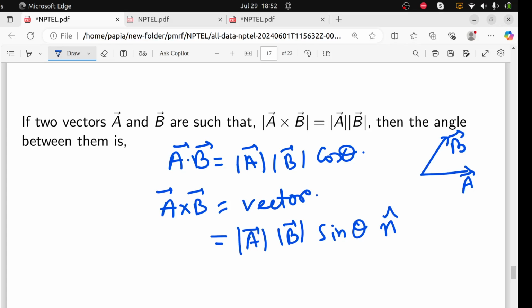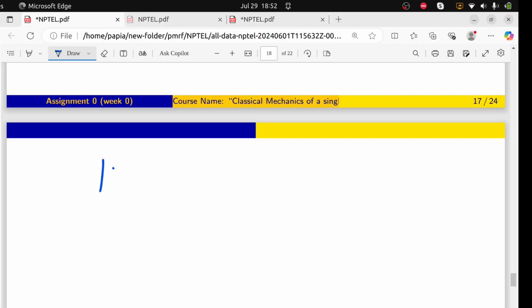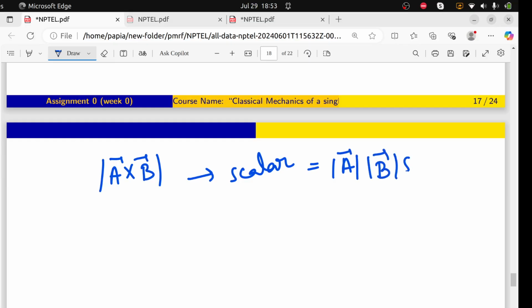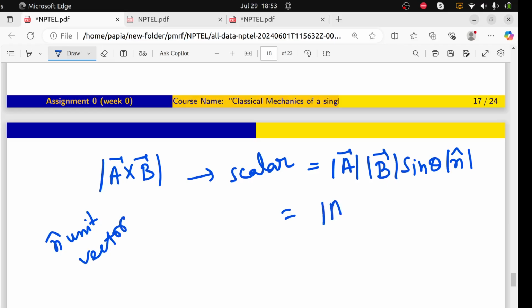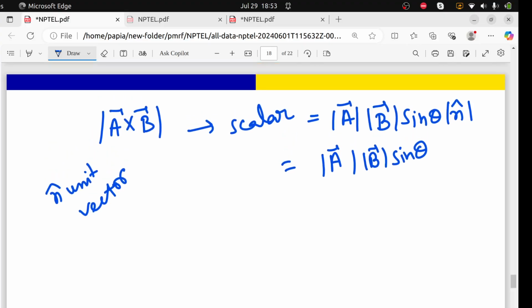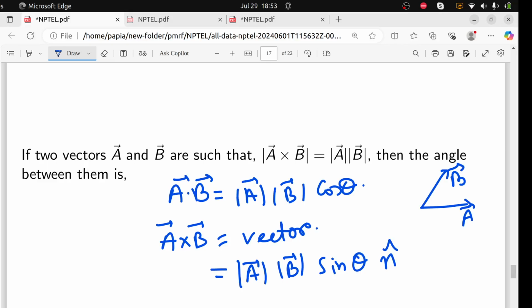But in this question, they are talking about mod of A cross B. So mod of A cross B is a scalar quantity, not a vector quantity. So I can write it like that: sin theta and mod of n cap. And mod of n cap means n cap is a unit vector. So I can write sin theta only. Right?